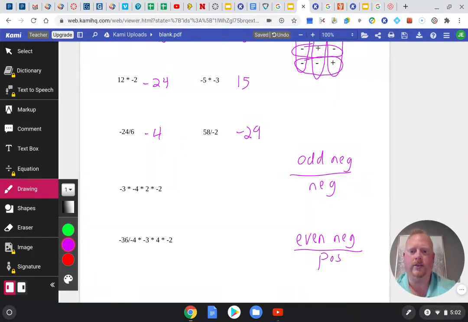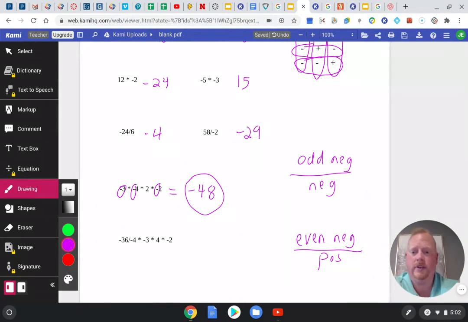So if I take a look across here, I'm not even going to look at the positives or negatives. I'm just going to do the numbers. So 3 times 4 is 12, times 2 is 24, times another 2 is 48. And then I'm going to count the negatives and see how many there are. So there's 1, 2, 3 negatives. So because there's an odd number of negatives, it's going to be negative 48. Final answer.